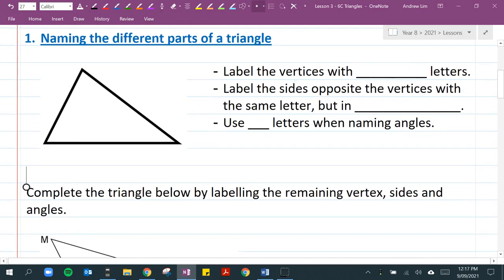We need to label the vertices with capital letters. Okay, vertices is just the plural of vertex, which are just the corners. So I'm going to label this capital A, capital B, and capital C. We label the sides opposite vertices with the same letter, but in lowercase.